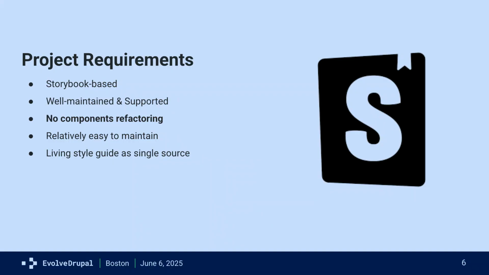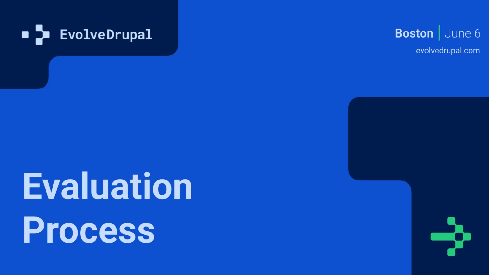Another big one, we also wanted something that was relatively easy to maintain. Storybook, in this case, was a no-brainer. It was very well supported in the community, with great documentation. They update it so fast that we can't even keep it updated, right? And then finally, a living style guide as our single source of truth.